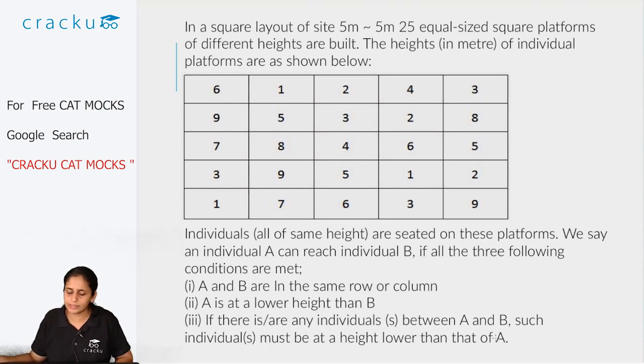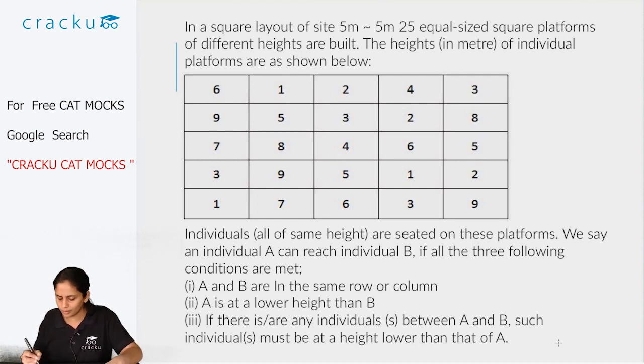In a square layout of site 5 meter into 5 meter, 25 equal size square platforms of different heights are built. The heights in meters of individual platforms are as shown in the table below. Individuals, all of the same height, are seated on these platforms. We say an individual A can reach individual B if all the 3 following conditions are met. Firstly, A and B are in the same row or column. So only row and column is considered, not diagonals. Second, A is at a lower height than B. And third, if there are any individuals between A and B, such individuals must be at a height lower than that of A.